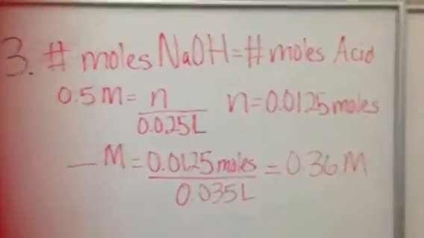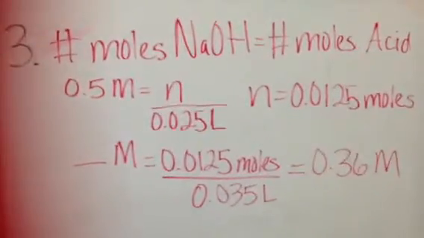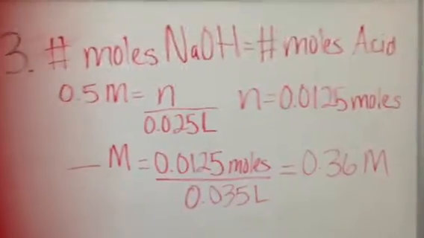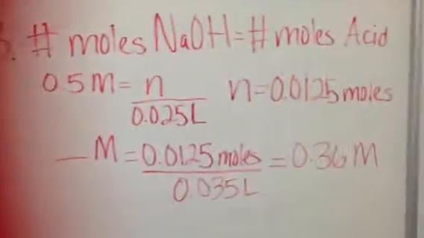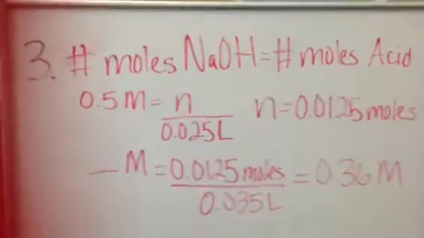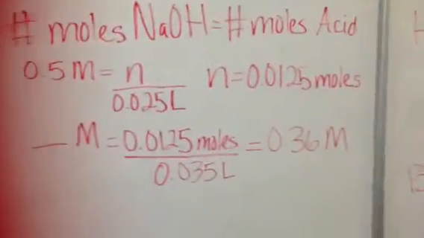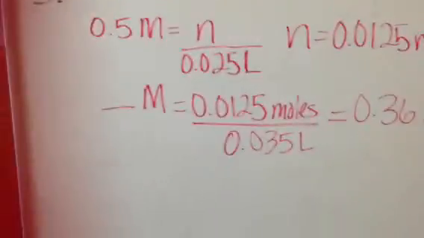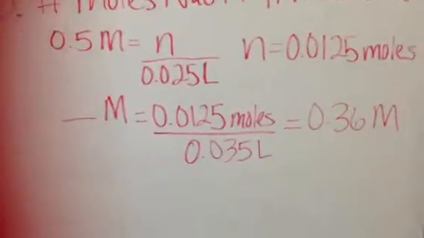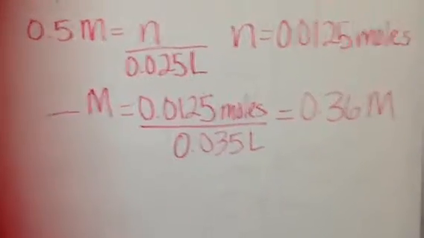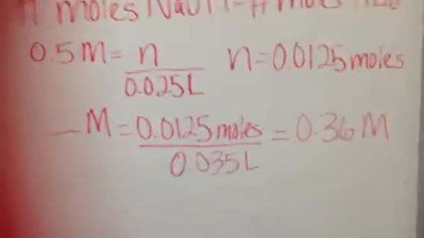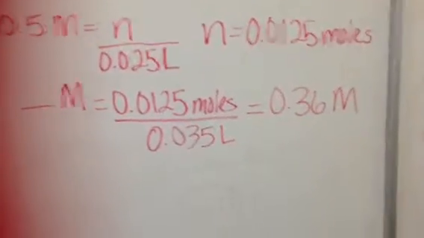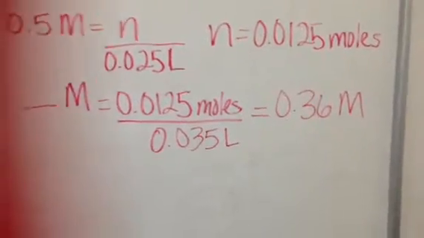equal to n over liters, and you will set your NaOH molarity equal to n over 0.025 liters, and so that just came from converting 25 milliliters to liters. And so you'll get an n of 0.0125 moles. Then you will write another molarity formula, but this time you will put in moles and you will put in liters, which came from 35 milliliters and it was converted to liters, and you will get 0.36 molar.